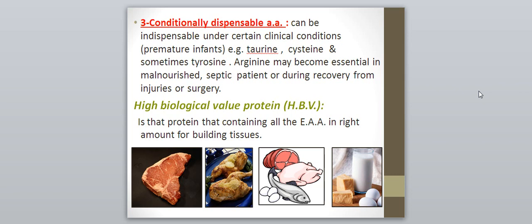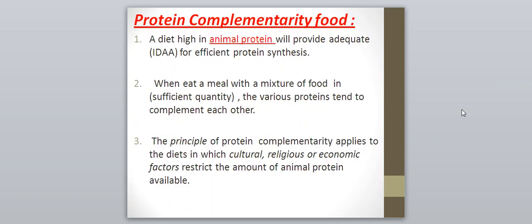What do we mean by high biological value protein? That's the protein that contains all the essential amino acids in the right and proper amount for building tissue. These include meats, chicken, fish, eggs, and cheese. These are high biological value proteins.